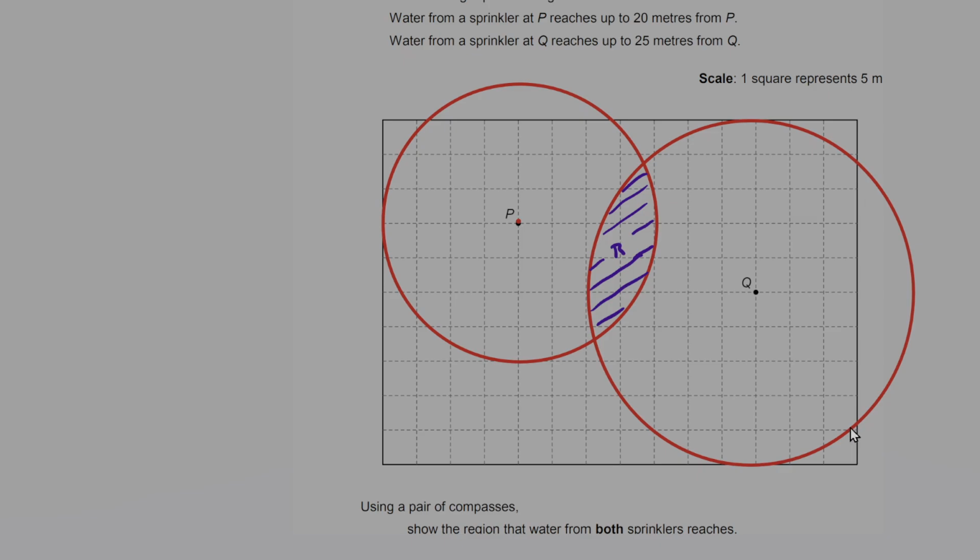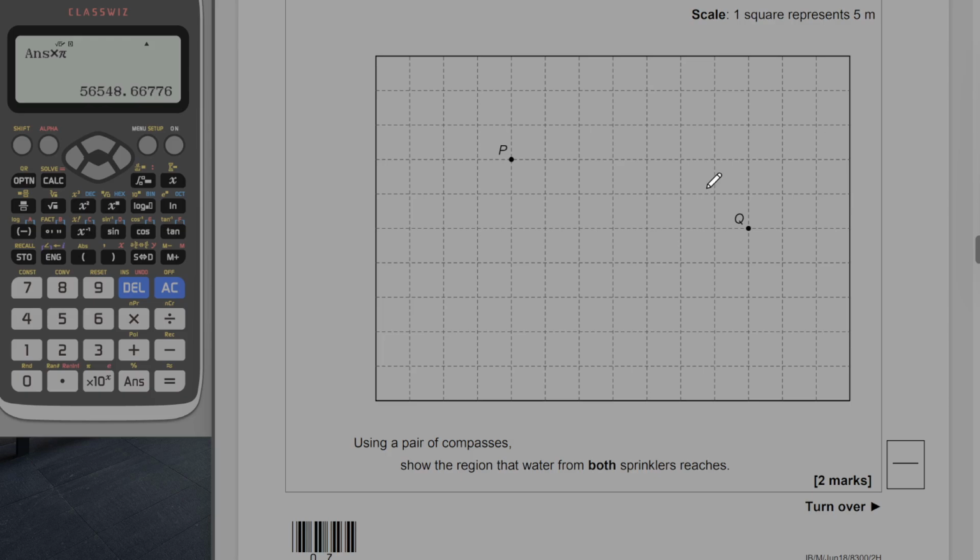Obviously, you'll have to draw that with a compass, but your diagram should look pretty similar to that. Okay. Right. Let's get back to it.